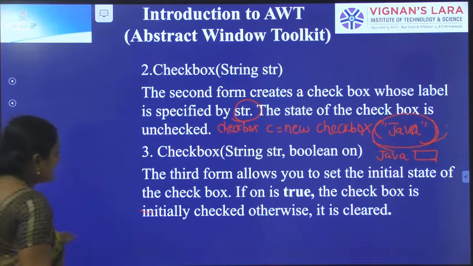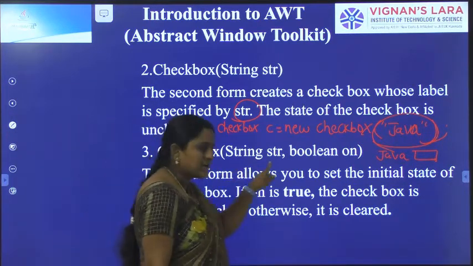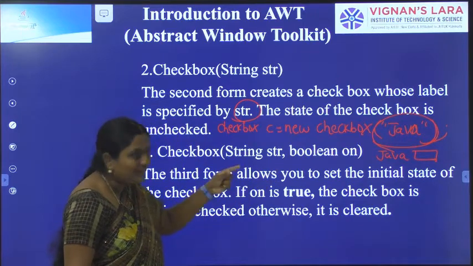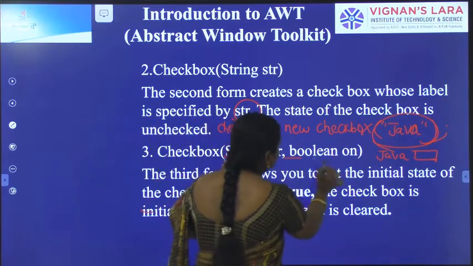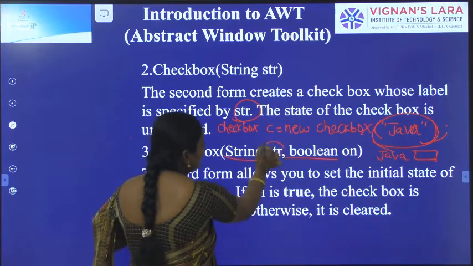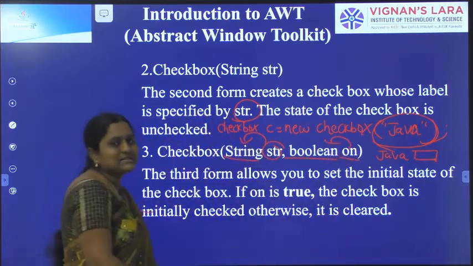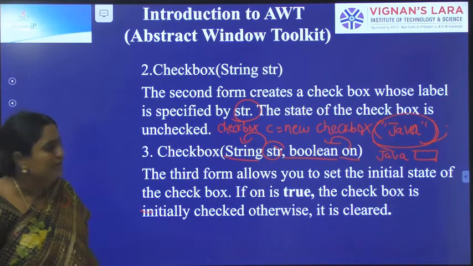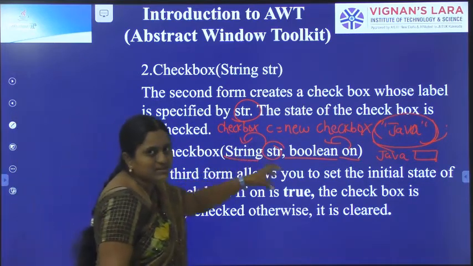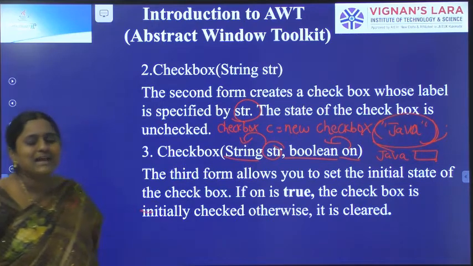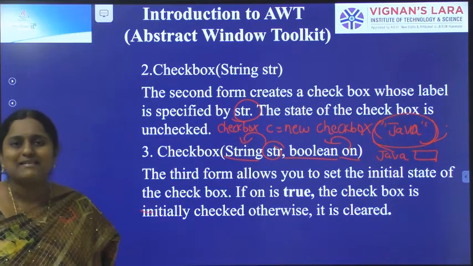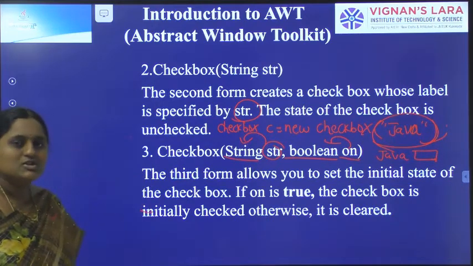Let's come to the next constructor. Checkbox has two arguments. What are they? The first one is a String. The second one is a boolean. So here str is a reference of String type, and on is boolean type. Boolean means either true or false. The string is the label we have to pass as an argument to this checkbox.